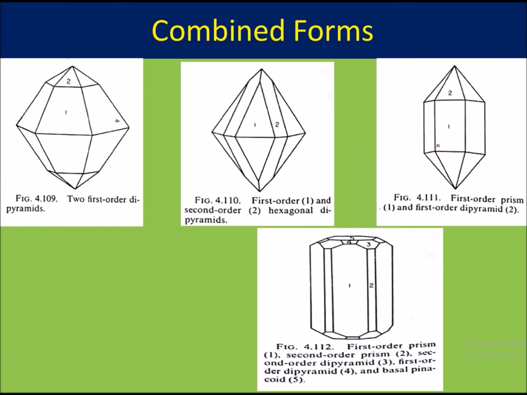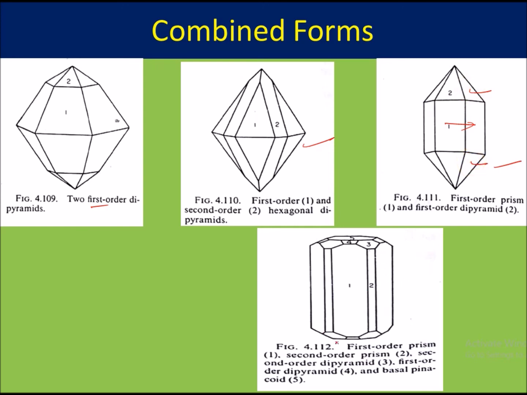Apart from these forms, there are also some combined forms. You can see here a combined form, two first order dipyramids in combination. Then also you can see first order and second order hexagonal dipyramids. This is also a combined form. Similarly, first order prism and first order dipyramid. Okay, you can see here this is the prism and this is the pyramid.